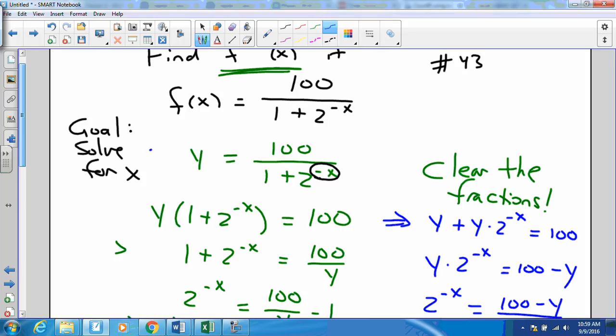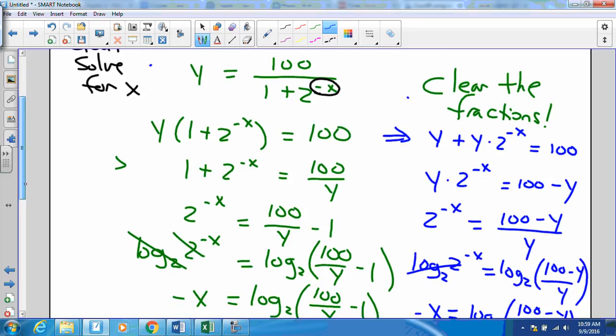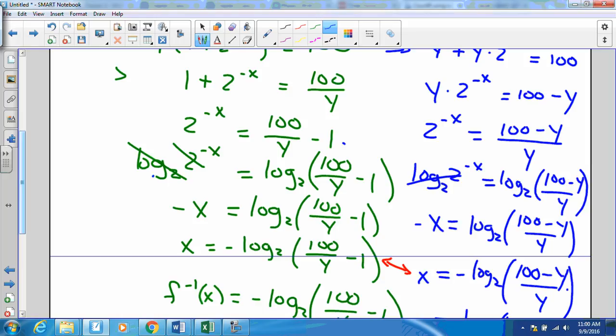In my first step right here, I did the inverse operation of dividing by 1 plus 2 to the minus x, and that was multiplying both sides by 1 plus 2 to the minus x. And the strategic goal was to clear the fractions, making my life easier. And then in the green version, I divided both sides by y as the inverse operation of multiplying by y. And then I did subtracting 1 as the inverse operation of adding 1. And then I did log base 2 as the inverse operation of the exponential. And then I did multiplying both sides by negative 1, or dividing both sides by negative 1, as the inverse operation of multiplying by negative 1.